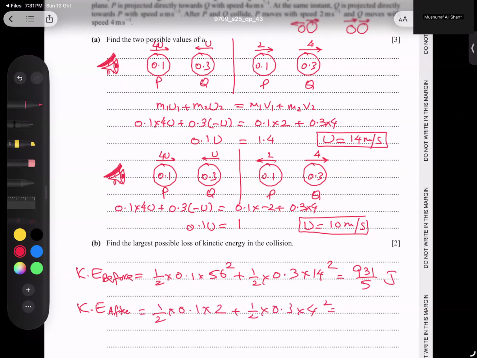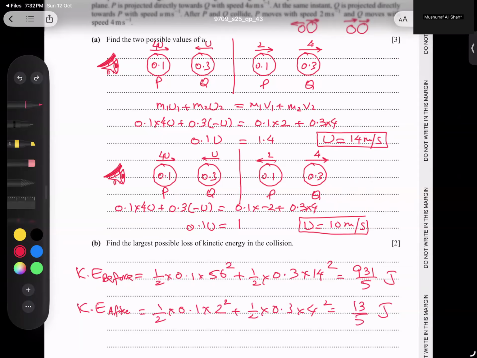Okay, so let's find half into 0.1 into 2 square, and plus half into m and 4 square. So this turns out to be 13 over 5 joules. Now the question comes, this is before and after. If I subtract them, I get the difference. But the thing is, we have two possibilities, this and this.